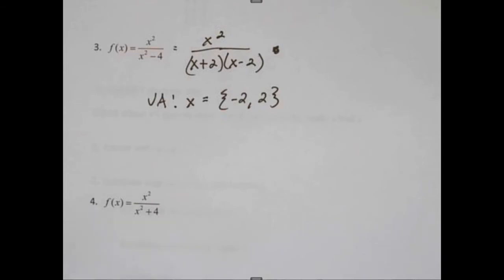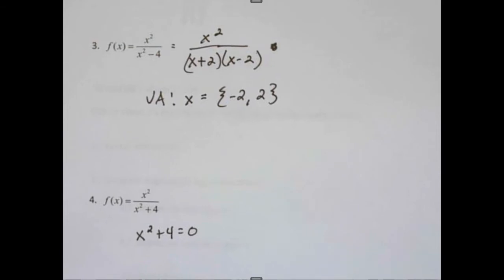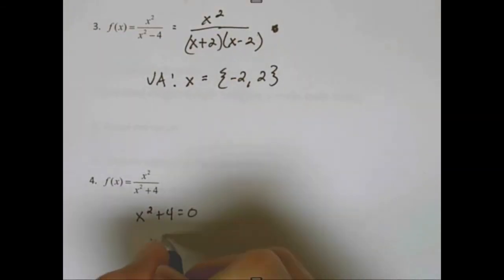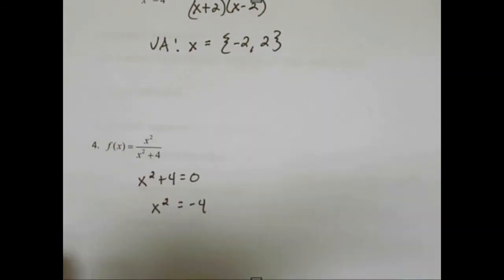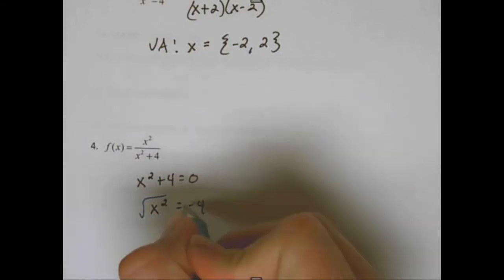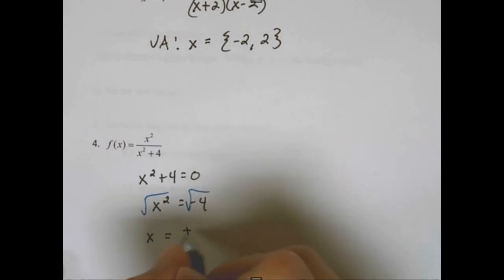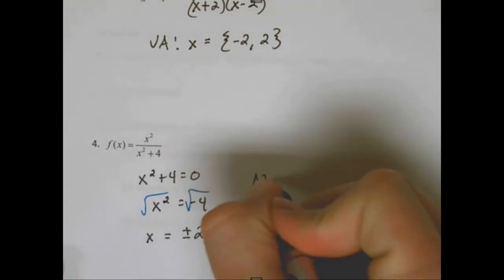And then once again, pause this video and try this one. This does not factor, but we still can try setting it equal to 0. So I have x squared plus 4 is equal to 0. We're going to try to solve for x, so we get x squared is equal to -4. And then when you take the square root of both sides, we get x is equal to plus or minus 2i. The square root of -1 is i. So this is imaginary, so there's no real solution here. So there is no vertical asymptote.